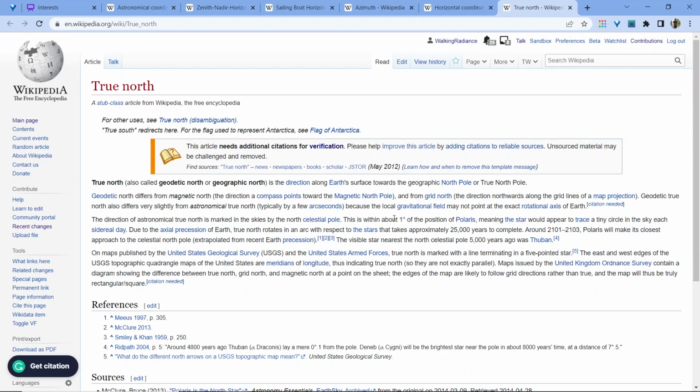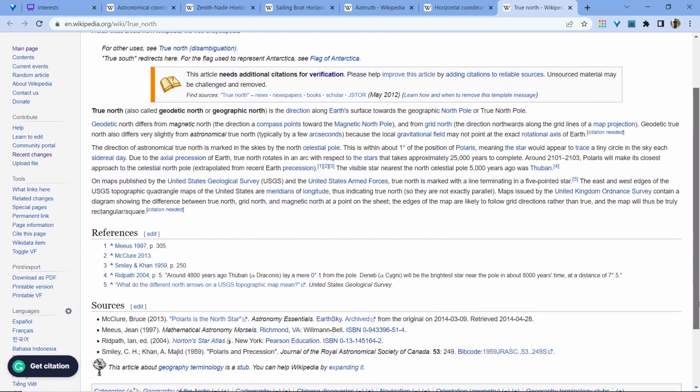On maps published by the United States Geological Survey and the United States Armed Forces, true north is marked with a line terminating in a five-point star. The east and west edges of the USGS topographic quadrangle maps of the United States are meridians of longitude, thus indicating true north, so they are not exactly parallel. Maps issued by the United Kingdom Ordnance Survey contain a diagram showing the difference between true north, grid north, and magnetic north. At a point on the sheet, the edges of the map are likely to follow grid directions rather than true, and the map will thus be truly rectangular or square.